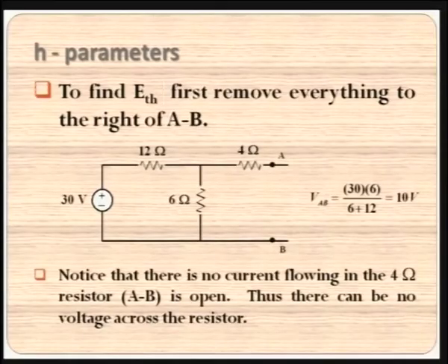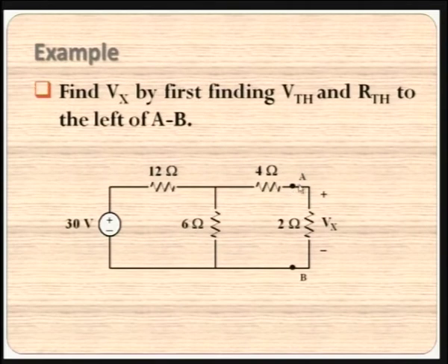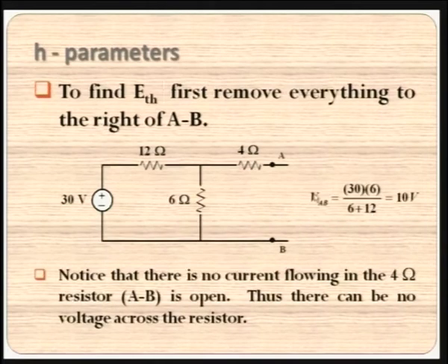We will approach this problem step by step to implement the Thevenin equivalence. To find the ETH, now we use the conventional notation ETH, first remove everything to the right of AB. What was to the right of AB? Have a look at the previous diagram. It was only the resistor here. That was actually the network 2 we showed in the previous slides. So that is totally removed, and we are attempting to find the voltage ETH.